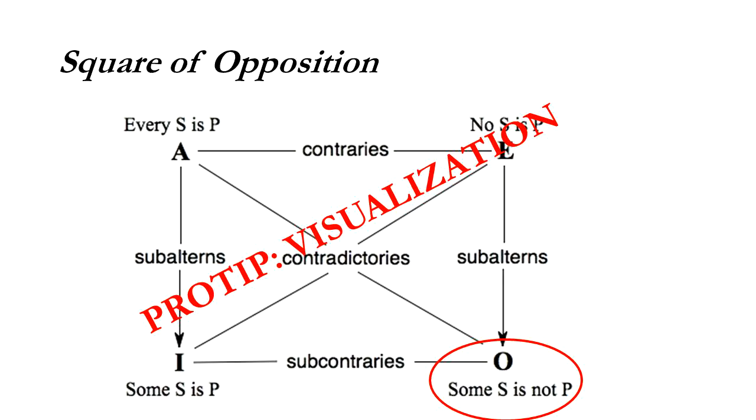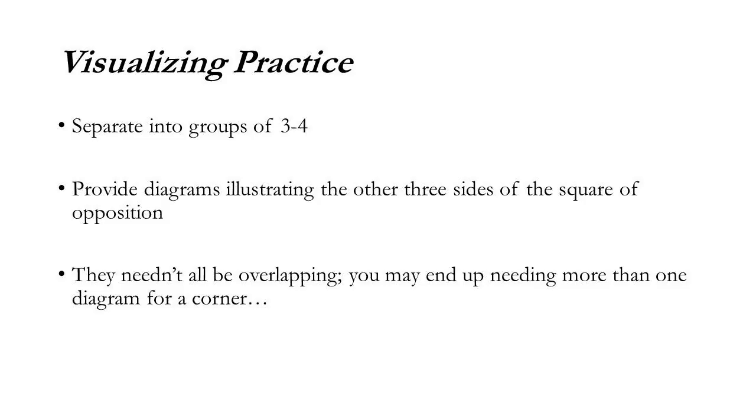Again, visualizing. Now, if we were in class, I'd have you separate into groups to do this. If you have any friends, you can still do that. But really the upshot here is I'd like you to actually do that visualization that I suggested a minute ago to illustrate the other three sides of the square. Remember, they don't all need to overlap. You may need more than one diagram for a given corner, and that is the hint I will give you. We will discuss this, of course, in more detail in class.